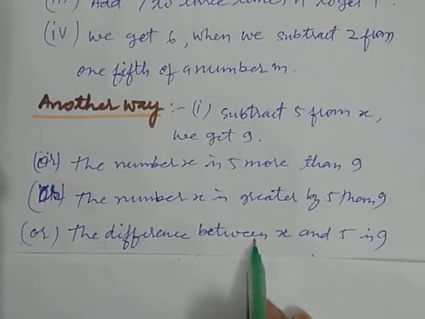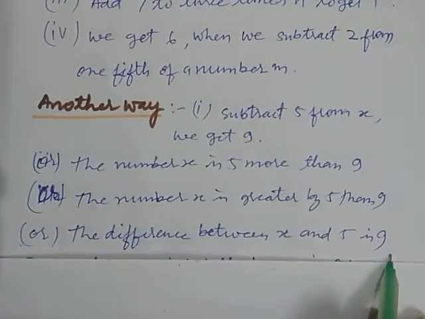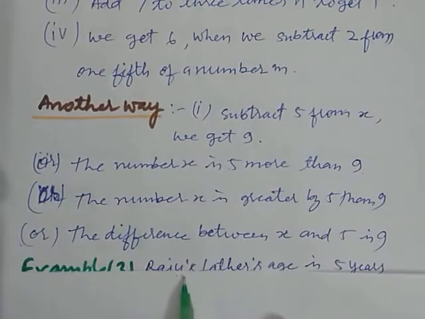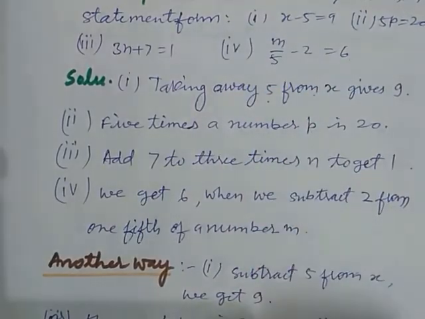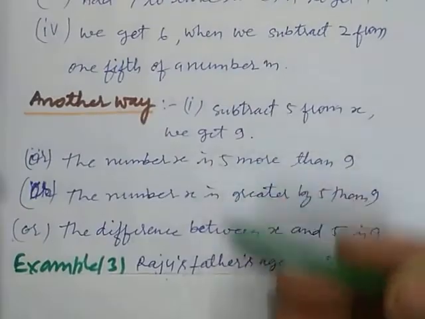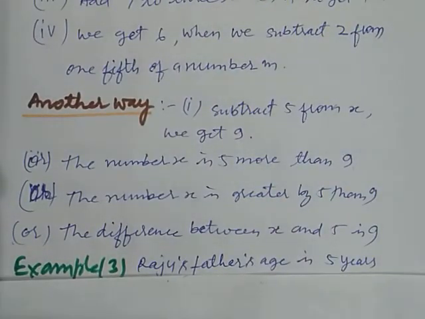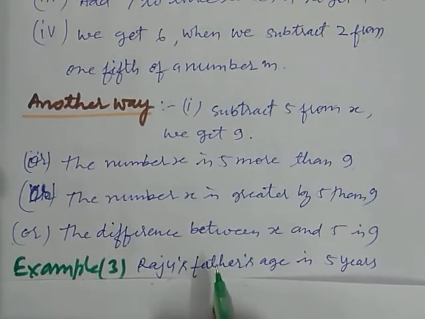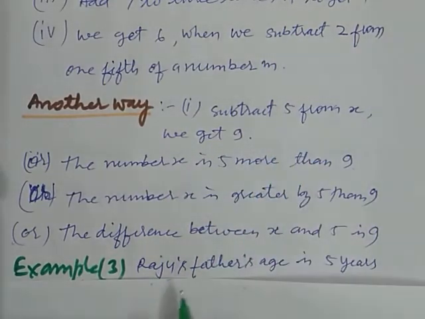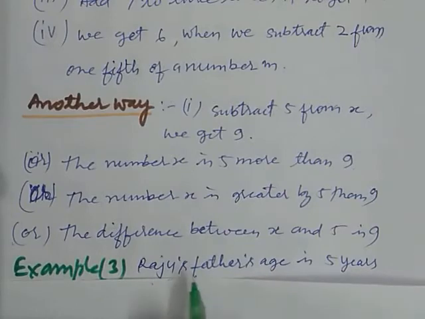The difference between x and 5 is 9. This way we also express this. So a single statement can be written in that many ways. So don't get confused. You have to find your suitable way and write as you want. But the statement must be appropriate to that condition. This thing is necessary.